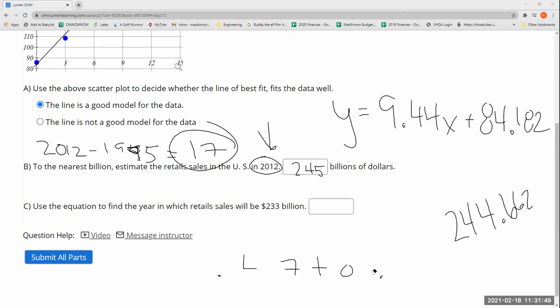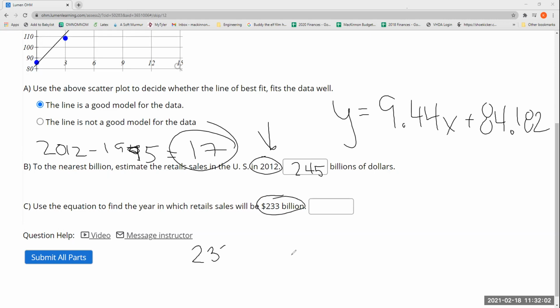Now I'm asking, when will the retail sales be 233 billion? Okay, well, this is a type 2 problem. I know the Y value is 233 billion. And I need to solve for X. So pause the video and try this on your own first. I'm going to subtract the 84.182 first from both sides.